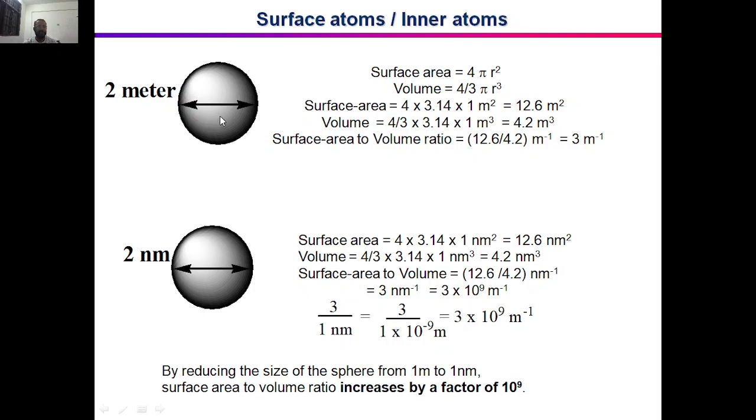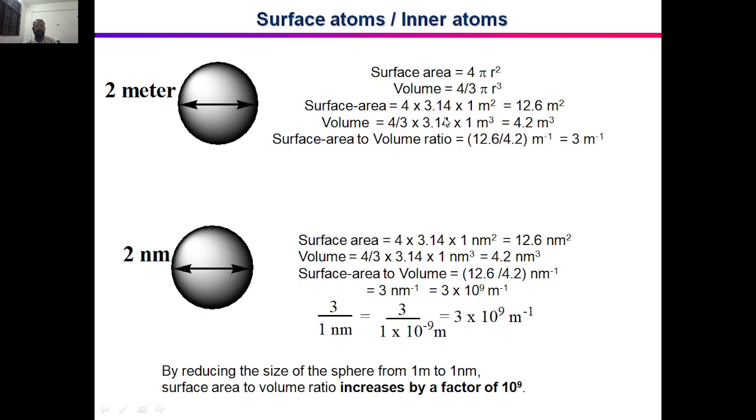So if you want to see this with respect to the formulas, you take a 2 meter bulk sphere and a 2 nanometer sphere. Okay, now let's compare how much difference there is. For surface area we have the formula 4 pi r square, and for volume 4 by 3 pi r cube. Now if I use the surface to volume ratio, then obviously many things will cancel out. So here r is nothing but 2 meter.